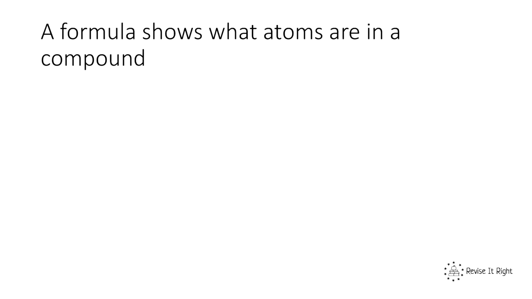Now a formula shows what atoms are in a compound. So the examples that we just looked at are H2O and CO2 and NaCl. Now what these show you and what these tell you is not only what atoms you find in a compound, but also how many of each atom you find in the compound.